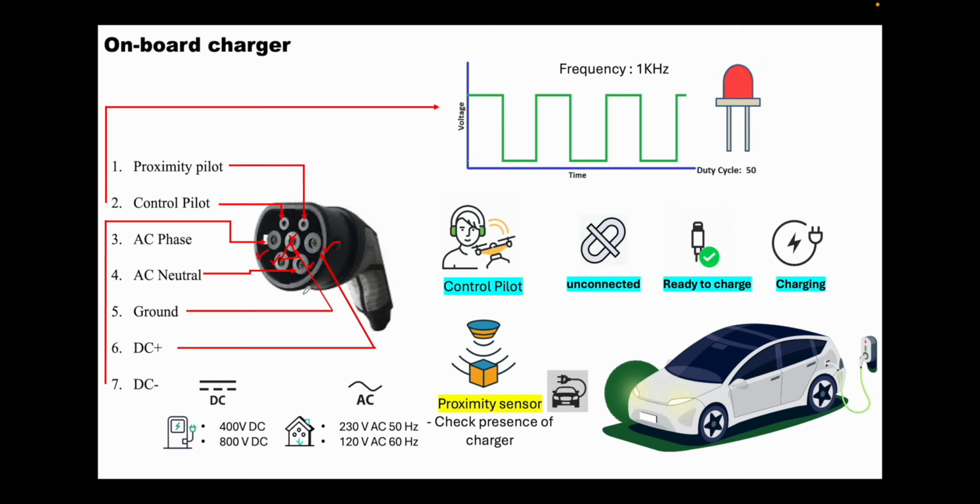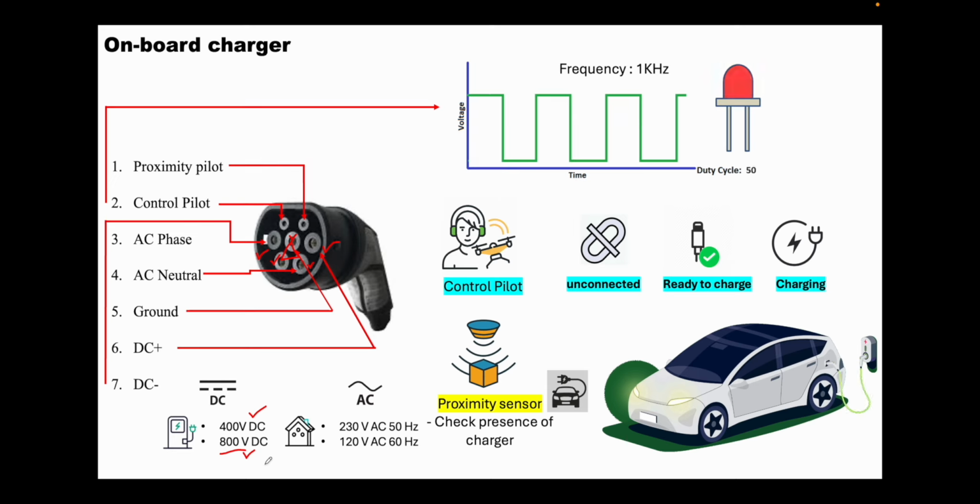If you see the power supplies that are available for DC, it will be either 400 volt DC or 800 volt DC, depending on the country. Usually in Japan, we have 800 volt DC supply or DC charging stations. So now the question comes: why is the higher voltage used?